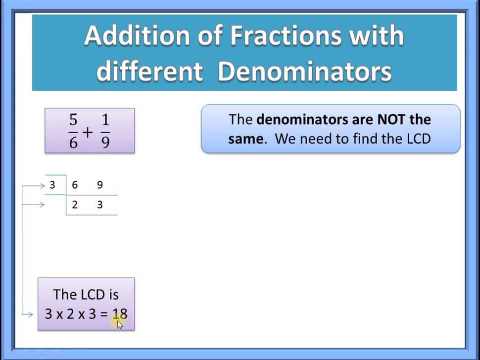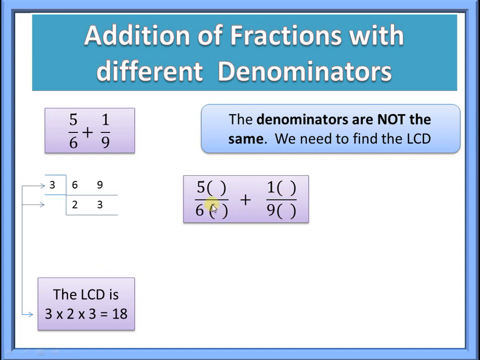Now, I want you to focus on the next step. Notice that I put space here because I need to put something here. Actually, the question is, how will you make 6 18? What number will you multiply here? The same here. How will you make 9 18? What number should you multiply here? Because our LCD is 18.